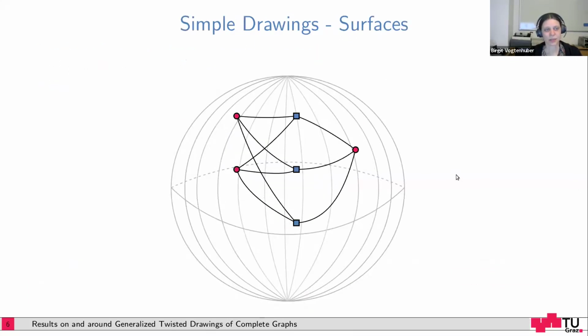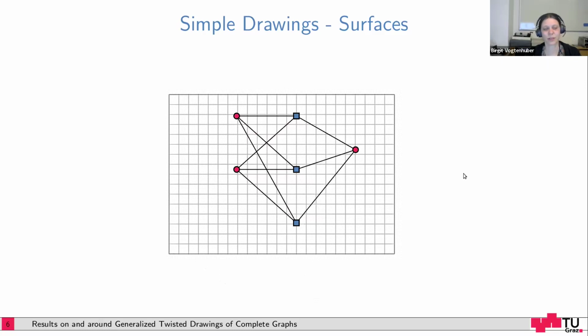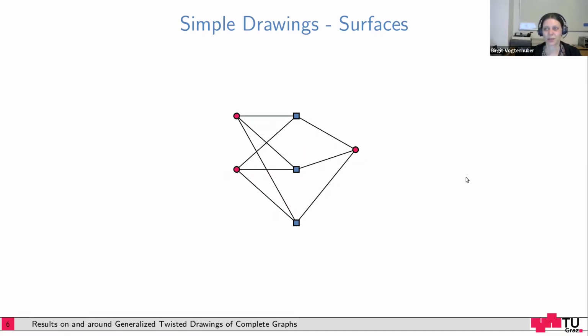Now, where do these simple drawings live? Straight line drawings classically live in the plane. Simple drawings could also live, for example, on a sphere. They could also live in the plane. And I'm not going to go to any more complicated surface than the plane or the sphere. But for most of the things, I'm actually not going to care whether it's the plane or the sphere that these drawings are on.